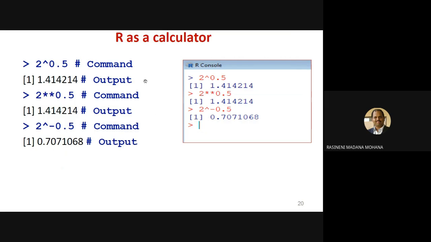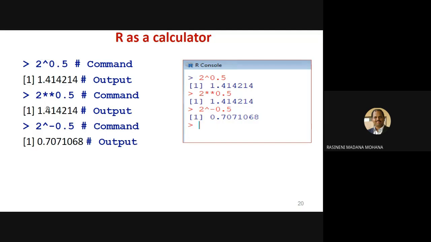Now, as part of R as a calculator, you can simply type the commands with a specific operator, and directly it produces the output there itself. For example, 2 to the power 0.5, using the exponent symbol, gives the output 1.414 and so on. Then 2 double asterisk 0.5 again gives the power exponent value.